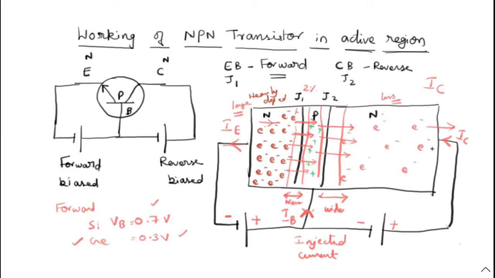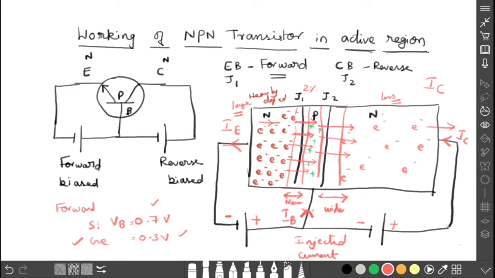So in this way the current flow takes place in this NPN transistor. Here it produces a large current, so it acts as an amplifier. So this is the working principle of the NPN transistor in the active region. Let us discuss the same steps one by one again.